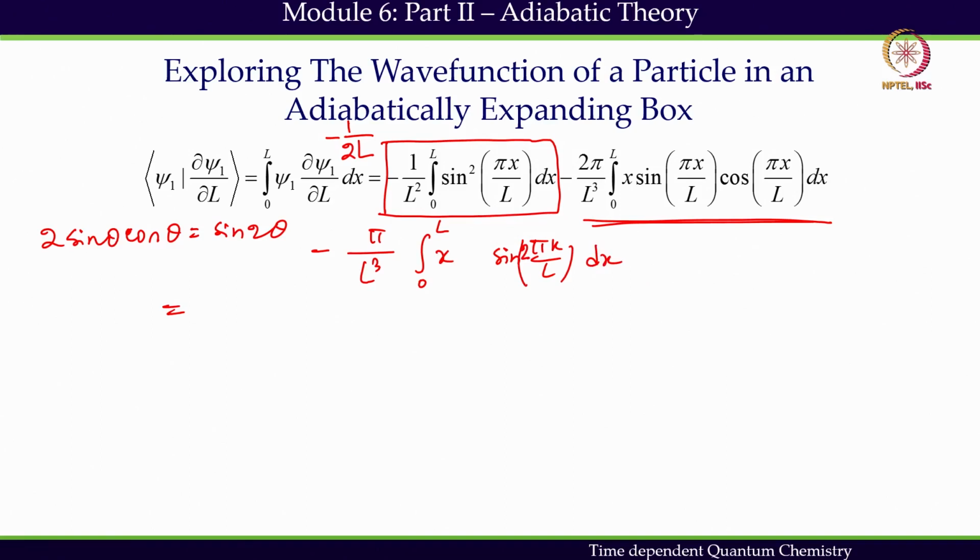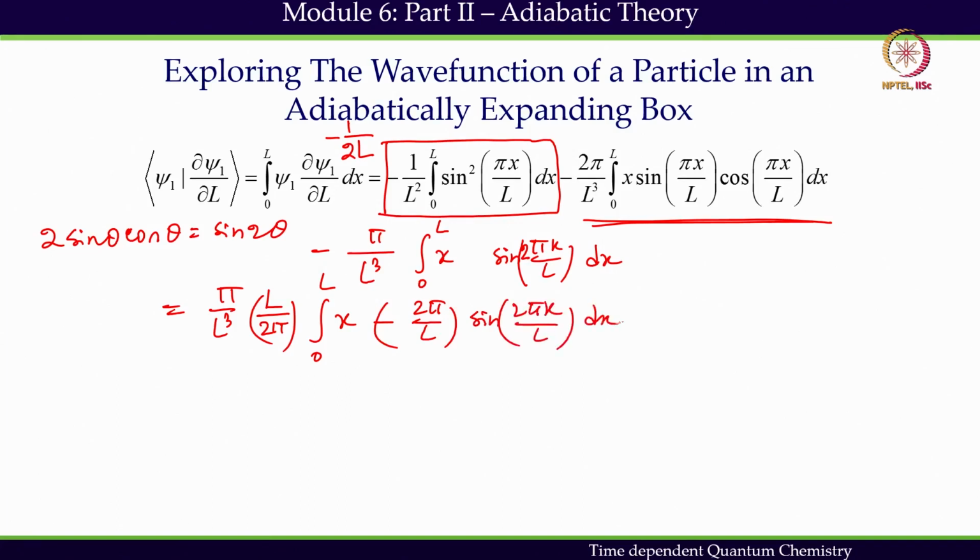And I will now multiply this (pi by L)^3, I keep it as it is. Then I multiply with this factor L by 2 pi. There is a reason why I am multiplying. Then 0 to L. Then I multiply x. And then I write down minus 2 pi by L, then sine 2 pi x by L dx. The reason I am doing it is because this entire part can be written as the derivative of a cos value. So it is going to be d dx of cos 2 pi x by L.